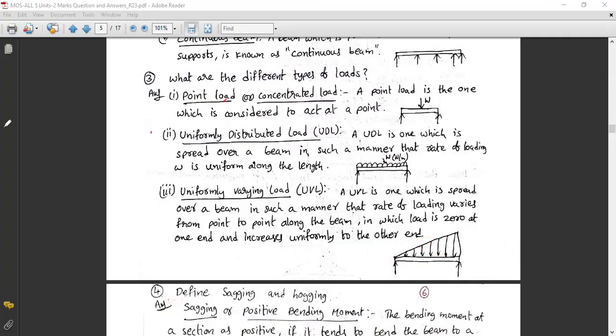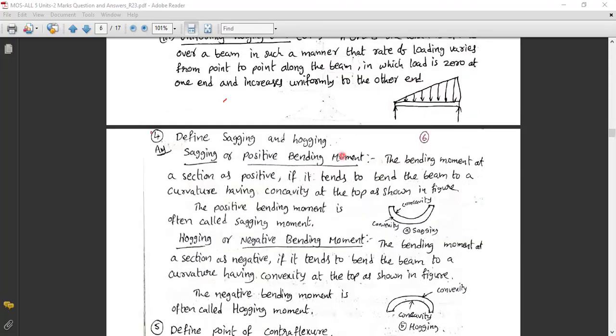So this is the explanation of different types of loads: point load, UDL load, and uniformly varying load. Diagrams are also here, so I'm not drawing the diagrams now. You can see three diagrams are shown for clarity. So I'm going to the next question.